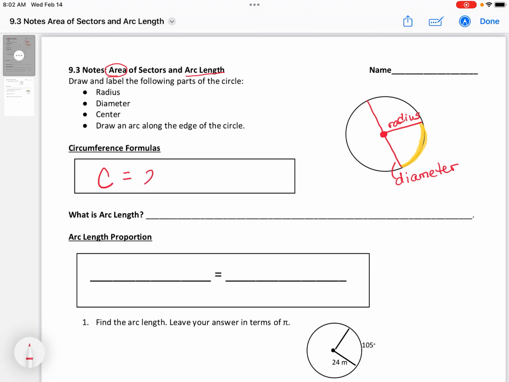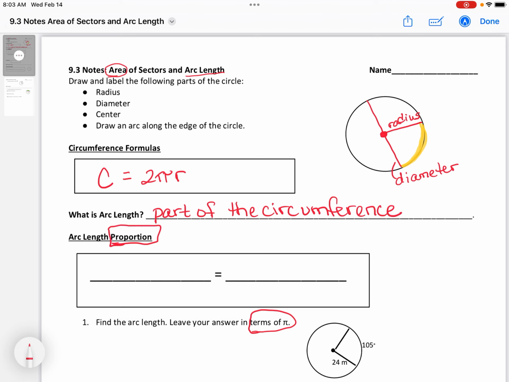And you might vaguely remember 2 pi r. Now, when we're doing this this time, we're not going to use 3.14 for pi. We're just going to leave the symbol for pi in the answer. So the arc length is part of the circumference. And it's proportional to degrees.